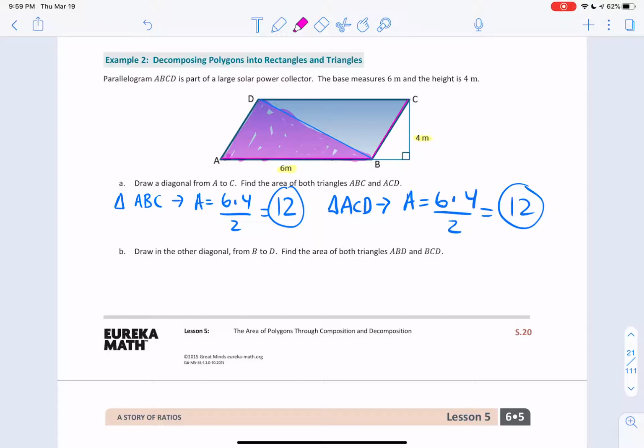I'm not going to waste the time. What's the base of this pink triangle? What's the height of this pink triangle? Same thing for the top one. What's the base? 6. What's the height? 4. So that means 6 times 4 divided by 2. I already did that a number of times. The answer is 12 meters squared for both.